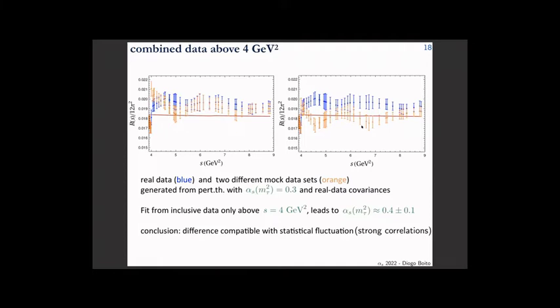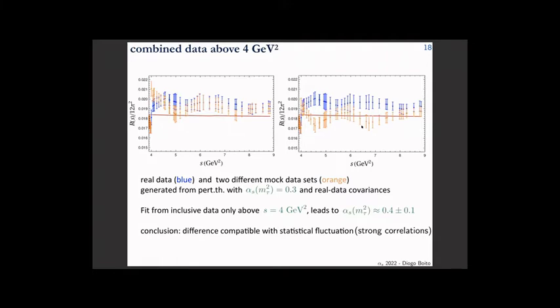However, if you start doing fits in this region, where you have less data with larger uncertainties and less sensitivity to alpha s, you don't get much information. Alpha s fluctuates with a larger error, and you don't conclude much. That's unfortunate in a sense, because you would like to go to higher energies where things are in principle better behaved.